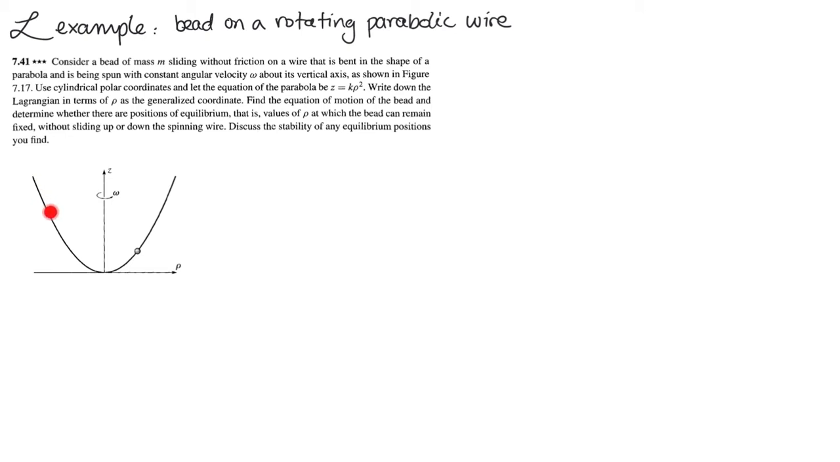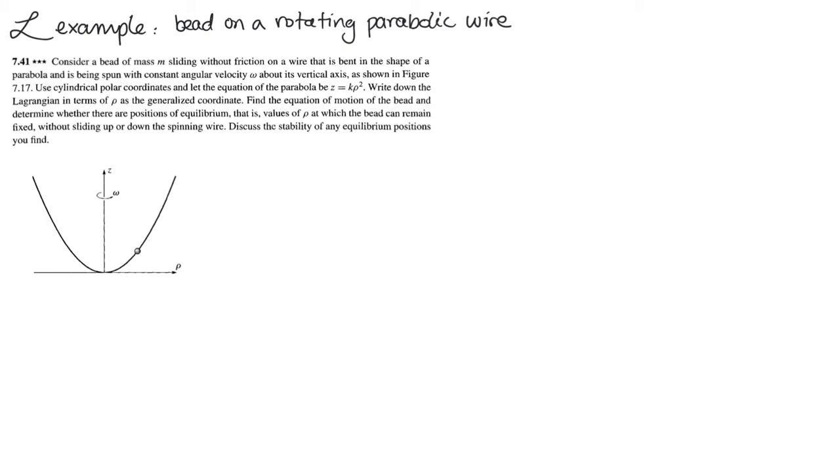We have a wire that's shaped into a parabola, and we're given the equation of that parabola. That wire is being spun about the z-axis. So the wire itself will sweep out a surface that's like a parabola of revolution. And on that wire, we have a bead of mass m that can slide freely without friction on that wire.